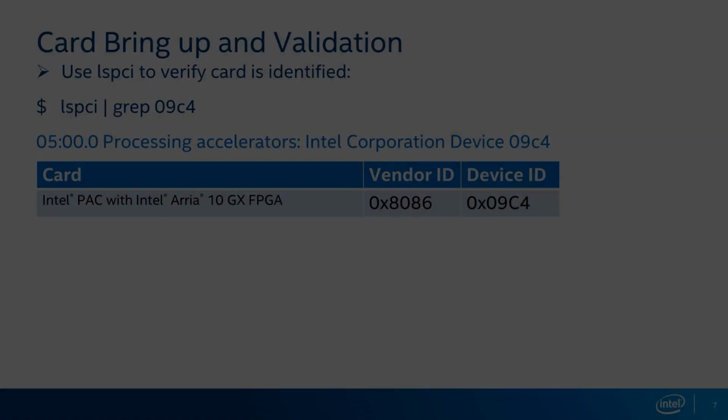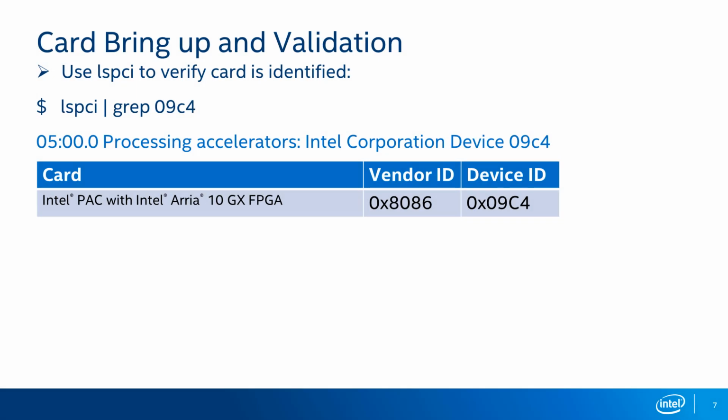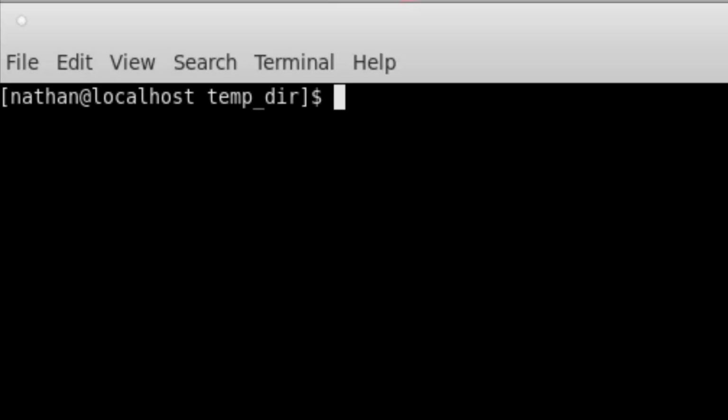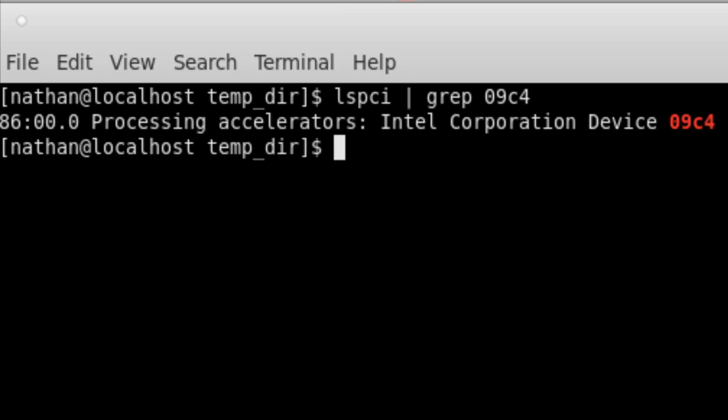At this point, both the card is plugged in and the software release has been installed. We can now verify that the card is seen by the operating system. Open a Linux terminal window and enter the lspci command, pipe the output into grep, and search for the device ID of your chosen accelerator card. In the case of the Intel PAC with Arria 10 GX FPGA, this is 09C4.